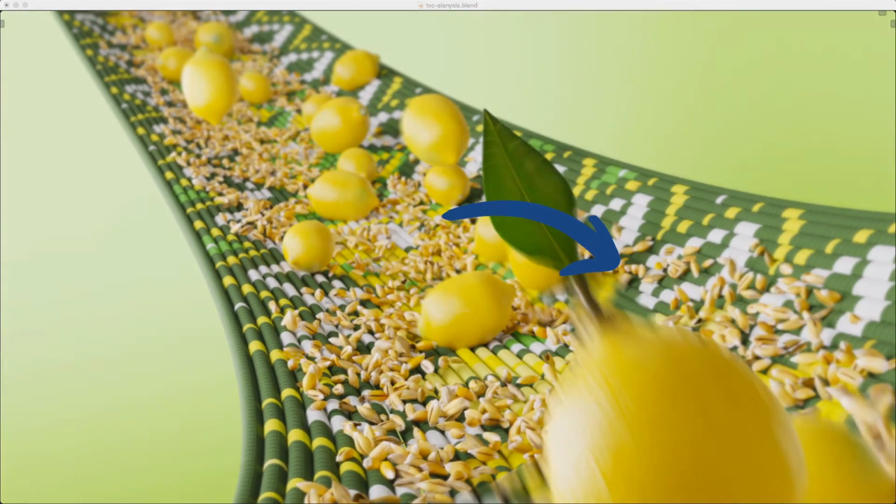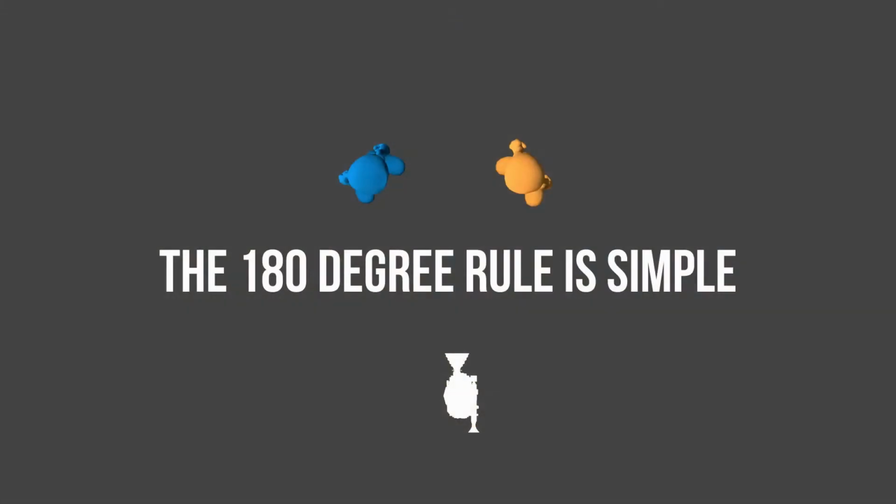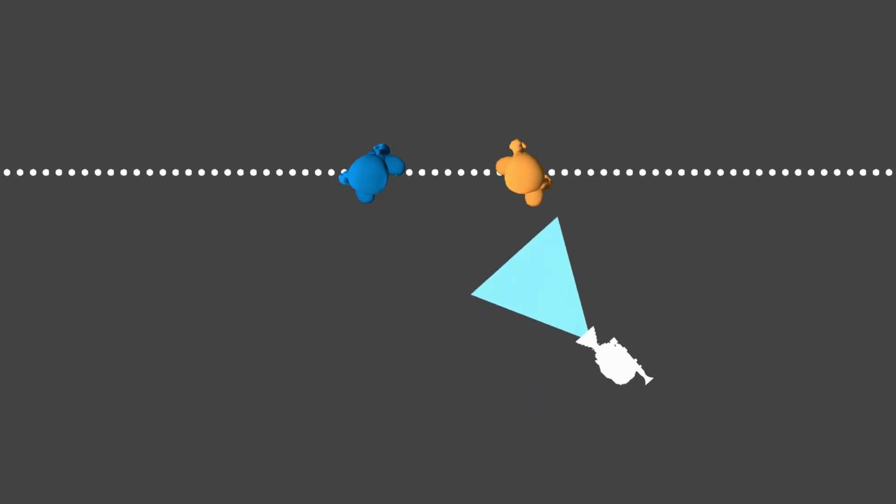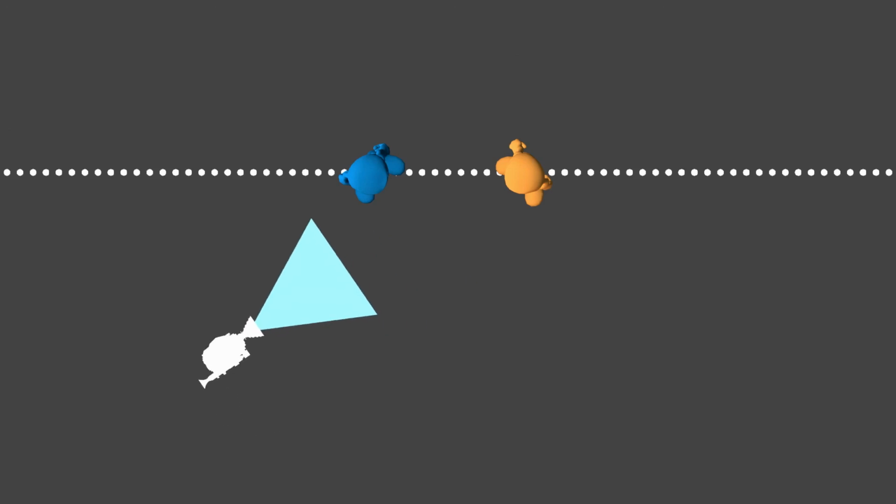So let's recap. The 180-degree rule is simple. Draw an imaginary line between your characters and keep your camera cuts on the same side of this line and you'll be sweet.